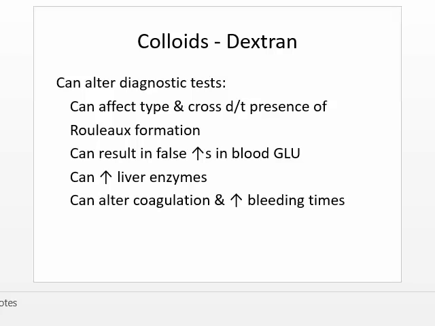It can also affect the type and cross of blood due to the presence of rouleaux formation, which is a group of cells stuck together like a roll of coins. So you can have blood that would have that when you're looking at it. And that doesn't go through the cardiovascular system very well, so we need to be aware of that.